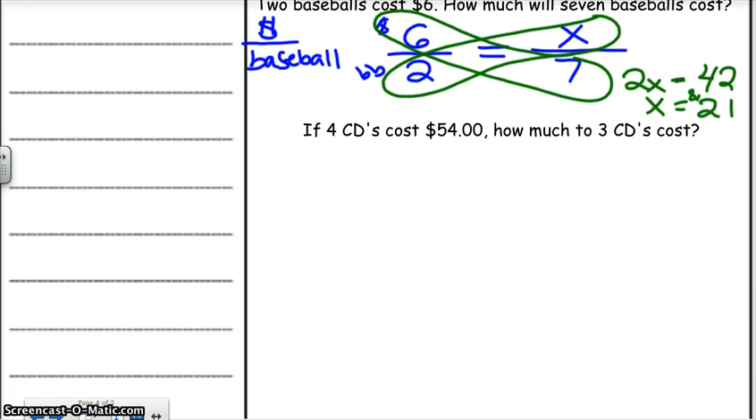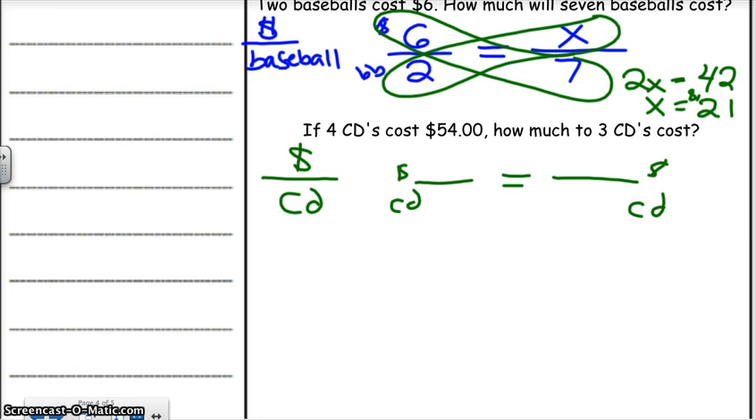Okay, if 4 CDs cost $54, how much are 3 CDs going to cost? Okay, pay attention. 4 CDs cost 54. How much for 3? So the relationship I have going is dollars and CDs. Dollars is to CDs. Create my proportion skeleton. Okay? And I should have dollars is to CDs as dollars is to CDs. That's what I should have set up. So 4 CDs cost $54.